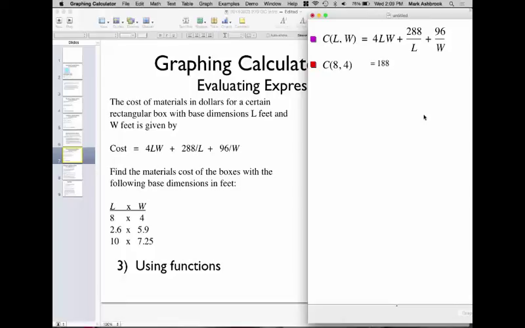This is how powerful function notation is, because what is C of 8, 4? It's the value of the dependent variable when our independent variables have values 8 and 4. Here we can quickly do 2.6, comma 5.9, and we get the cost of that box. Then we can do 10 and 7.25, and we get the cost of that box. It's bigger, so it's more expensive. Any questions so far?